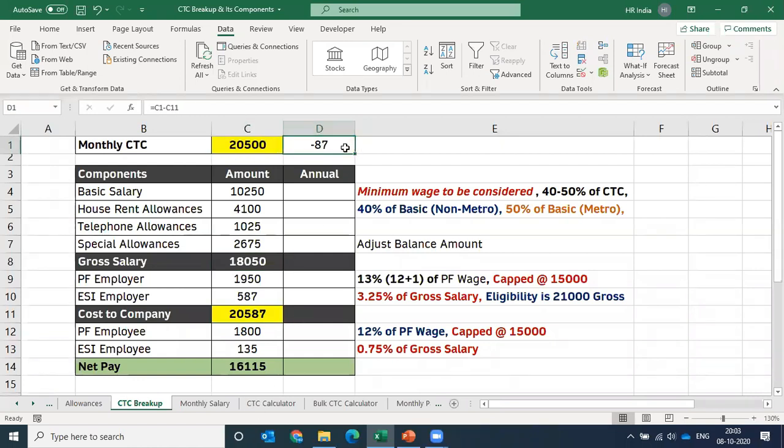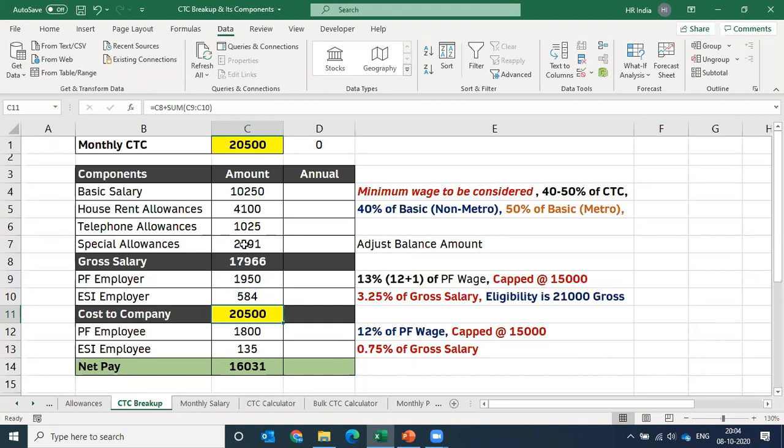Now it's asking to reduce rupees 87 from the special allowance. Let's try that. Minus 87. Enter. Still not the same as what we were looking for. Now it's saying to add rupees 3. Again, let's try that. Plus 3. Finally, it reaches, the difference is 0 now, and we have reached the outcome we were looking for. Finally, we have calculated the CTC we were looking for, right?